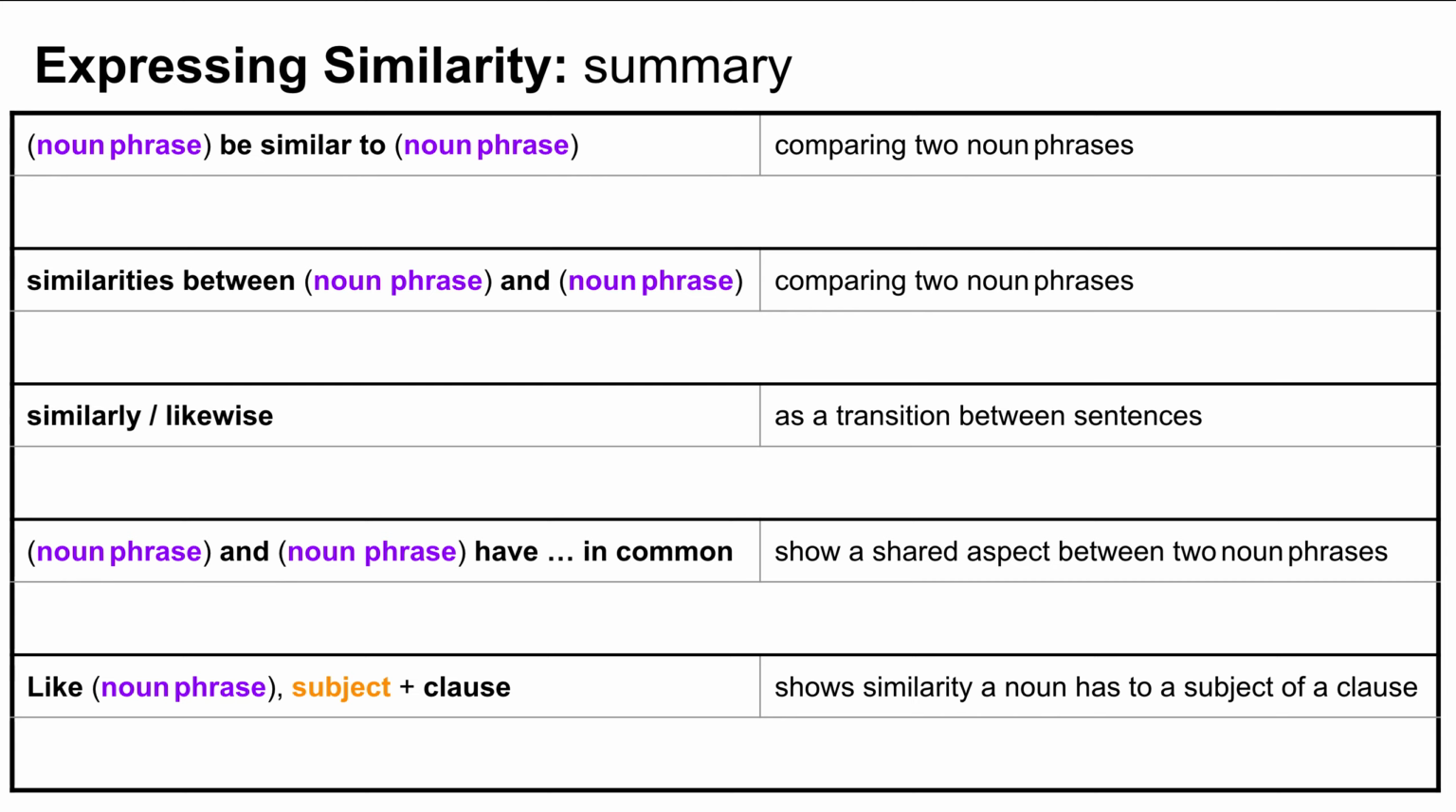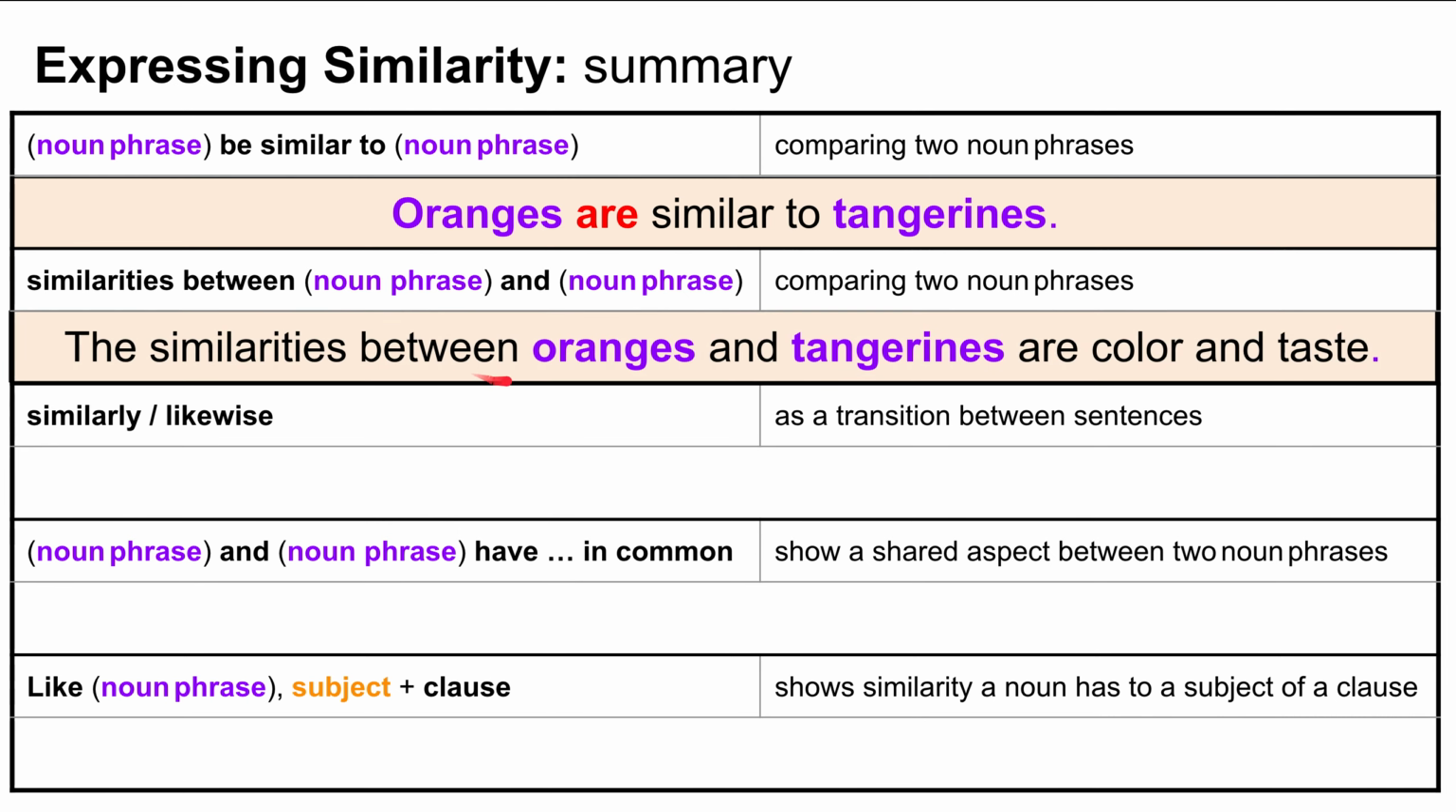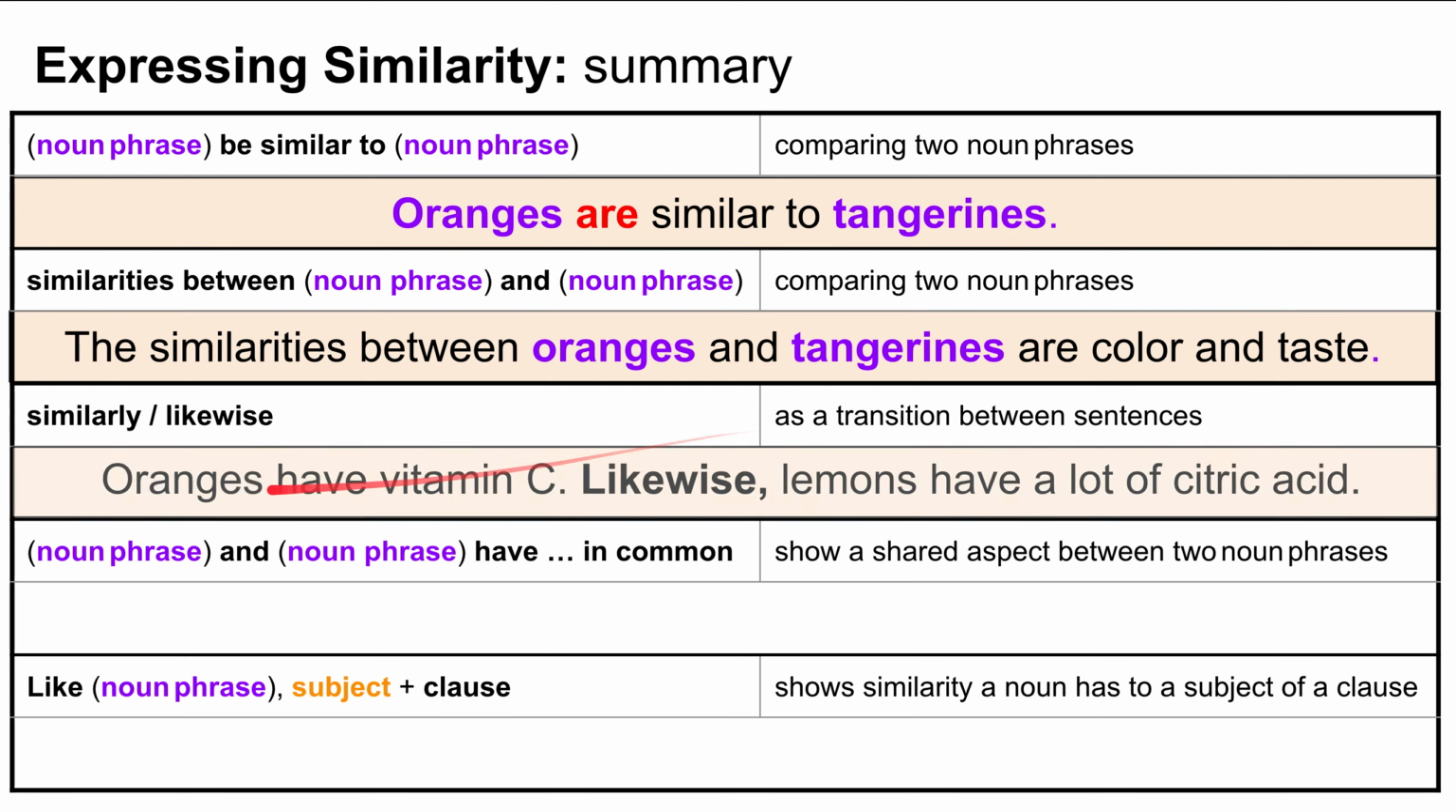To recap, I'm gonna list the rules. Use be similar to compare two noun phrases. Oranges are similar to tangerines. Use similarities between to compare how two noun phrases are similar. Say the similarities between oranges and tangerines are color and taste. Use similarly and likewise as a transition between sentences. Oranges have vitamin C. Likewise, lemons have a lot of citric acid.